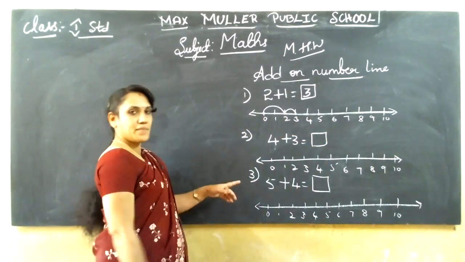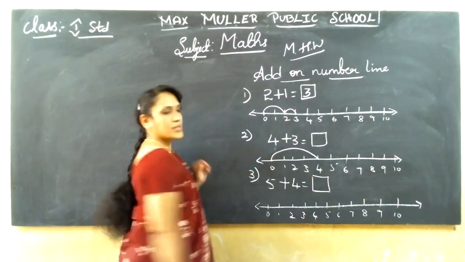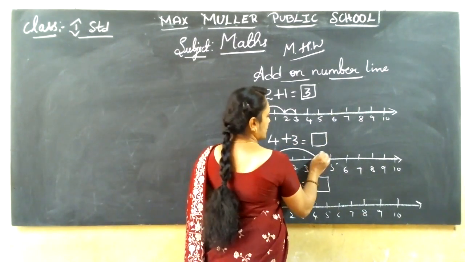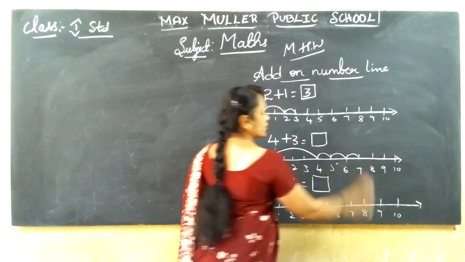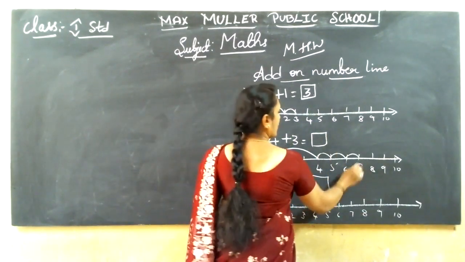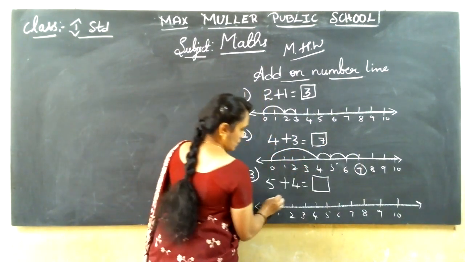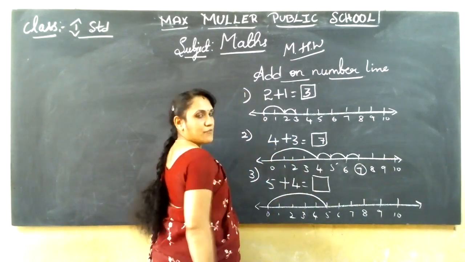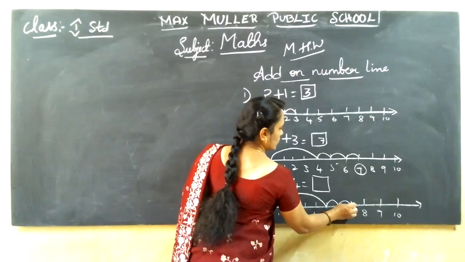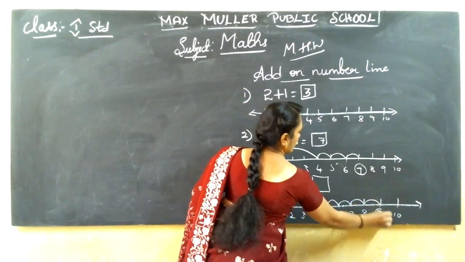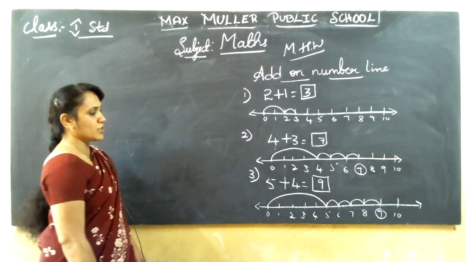So, how to do the second sum? 4. So, jump 0 to 4. What is the second number? 3. Jump 3 steps. 4 to 5, 1 step. 5 to 6, 2 steps. 6 to 7, 3 steps. What is the answer? 7. Understand? Next, 5. 0 to 5. First number 5 is there. Jump 0 to 5. Second number, 4. 1, 2, 3, 4. What is the answer? 9. Understand? First you jump, then you will get answer 9.